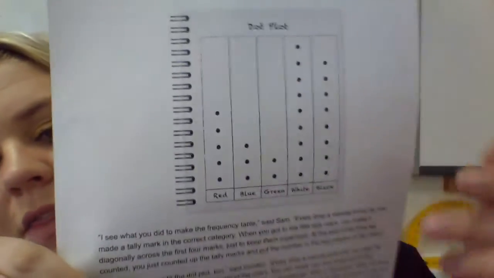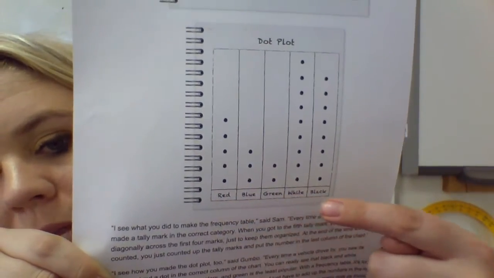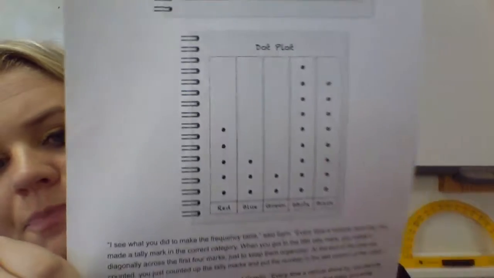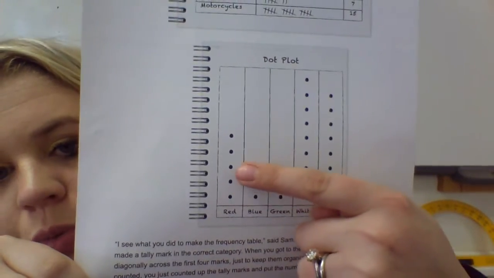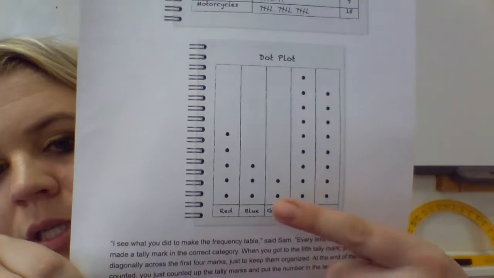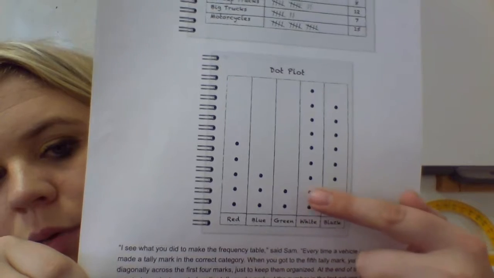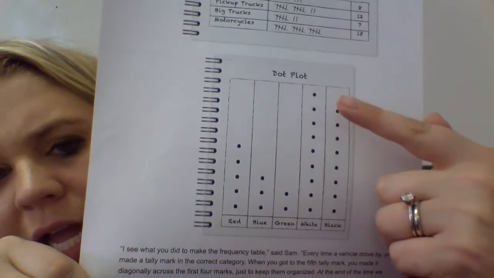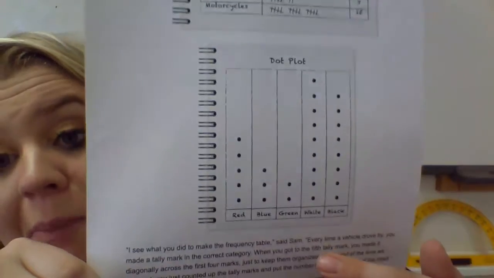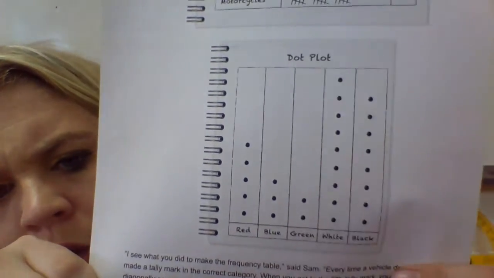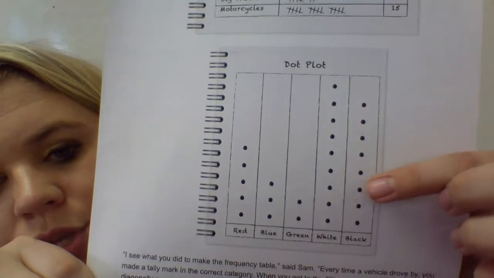So you can see down here at the bottom, red, blue, green, yellow, white, black. So they tell us that for the dot plot, every time a vehicle drove by, they put a dot over the color. So this is really easy for us to count. There were 5 red vehicles, 3 blue vehicles, 2 green vehicles, and then 1, 2, 3, 4, 5, 6, 7, 8, 9. I think I counted that right. I'm counting it backwards in the camera. 9 white vehicles, and 8 black vehicles.